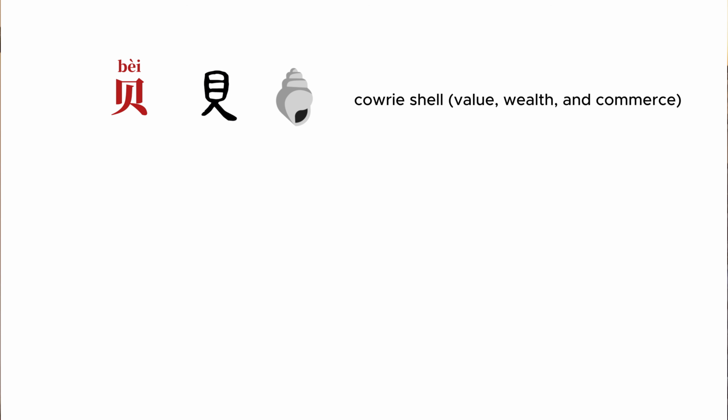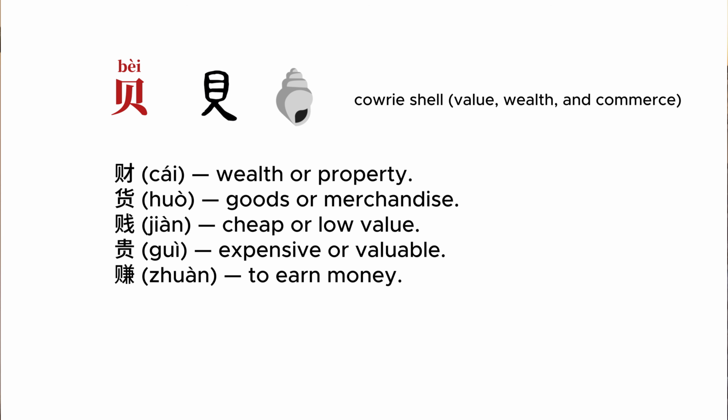Bei. Now let's talk about this cute character. In ancient China, people used cowrie shells as money, so this character became a symbol of value, wealth, and commerce. It's still doing that job today, not as real money, but in the way it is used inside many modern characters related to money and trade. If you see Bei in a character, there's a big chance that it is related to money and trade.